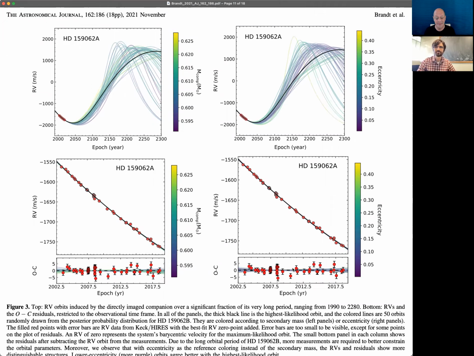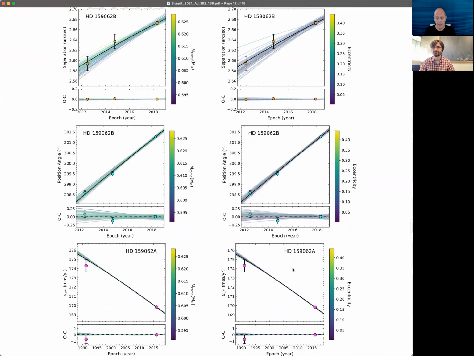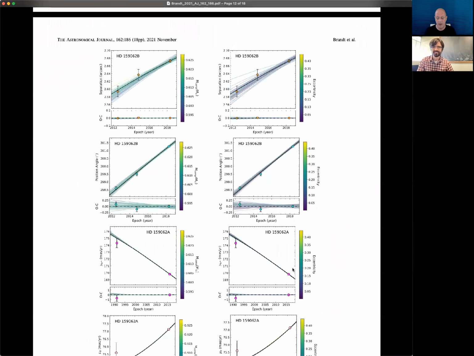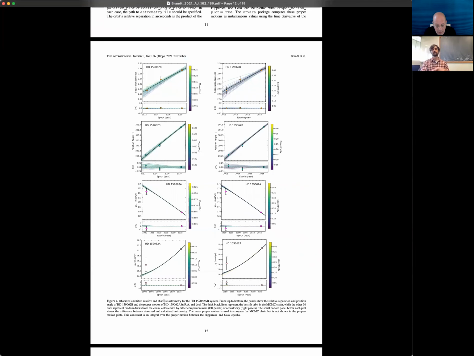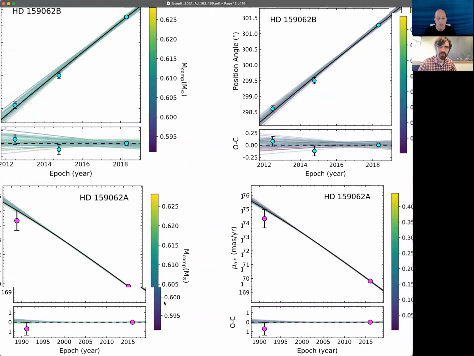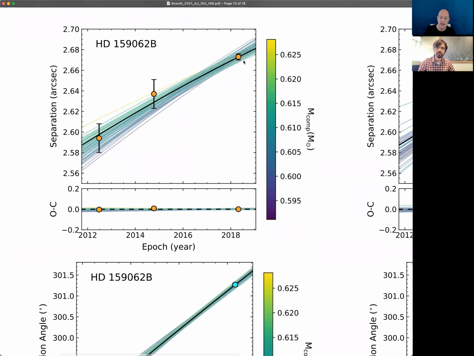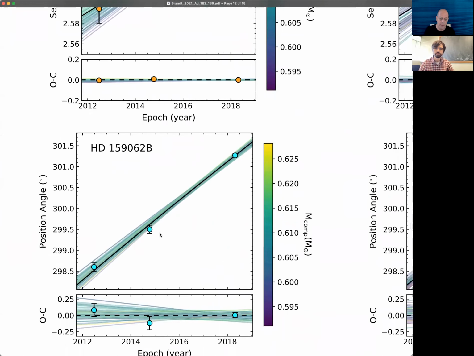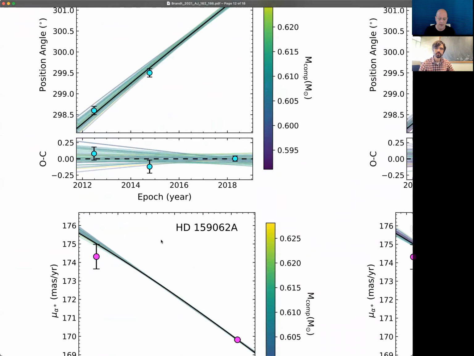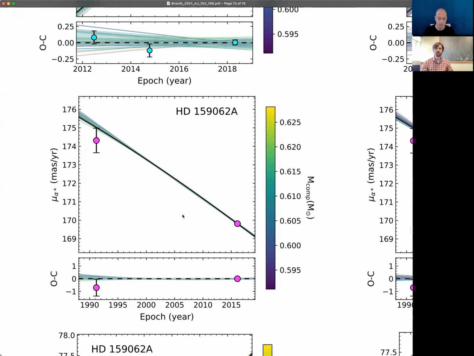There's one more set of plots on the next page. This is a bigger one. So the separation and position angle. The first plot showed the orbit in the plane of the sky. This simply shows it broken down in separation and position angle. Separation, epoch, position angle, residuals. Good. And then the bottom two are proper motion.